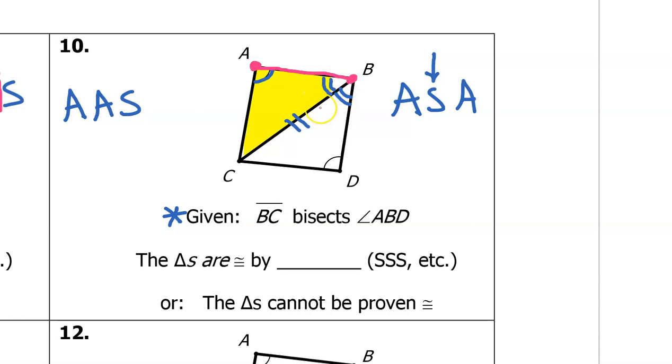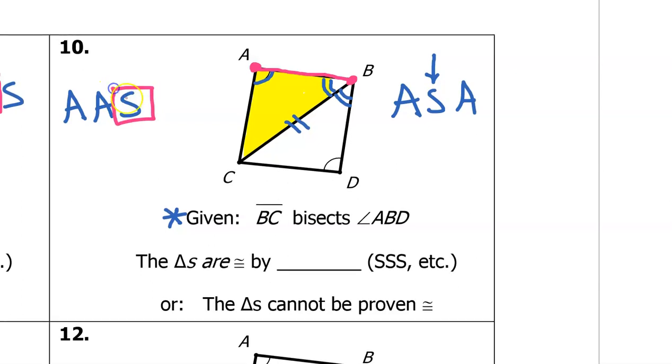Is that the side that is marked congruent? No, the congruent side is way over here. Because the side is not between the two angles, that makes this an angle, angle, side situation. So the triangles are congruent by angle, angle, side.